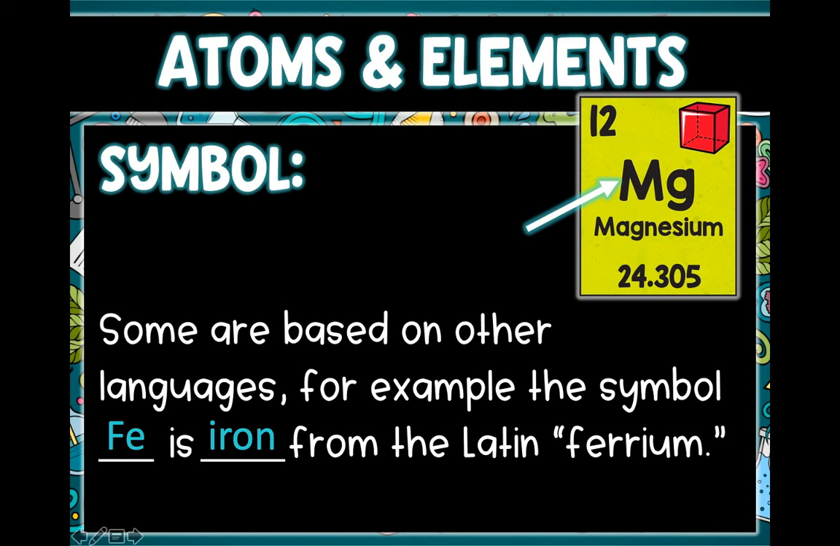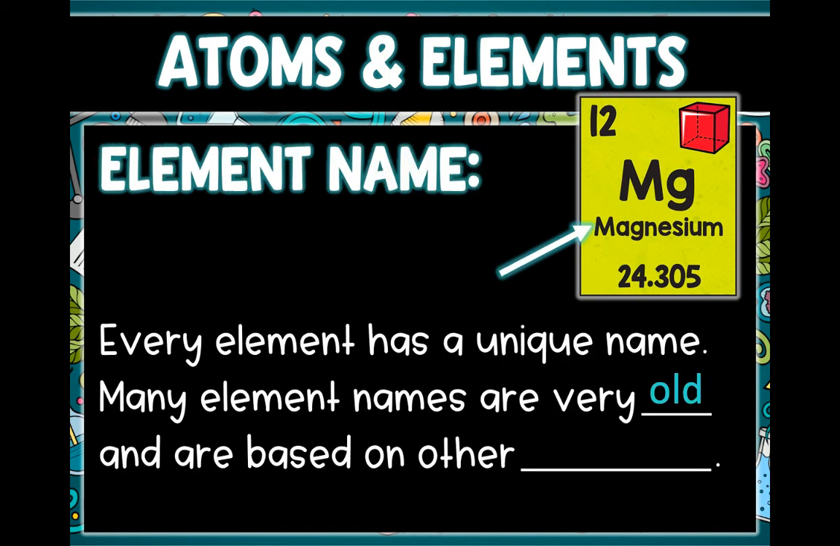So, for example, iron is Fe, and it comes from the Latin word for iron, which is ferrum. Another example of that is gold. Gold's chemical symbol is Au because the Latin word for gold is aurum. So if you see something that doesn't make a lot of sense at first, if you do a quick Google, a lot of times you'll find out that the Latin word for that element is the base for the atomic symbol.